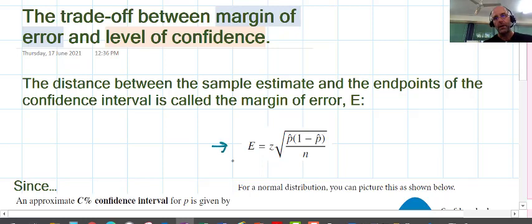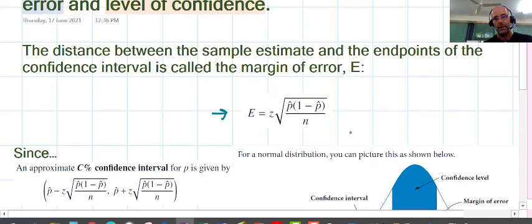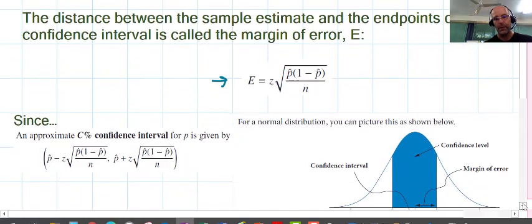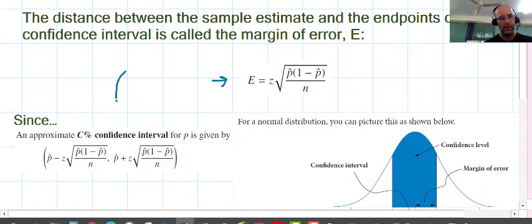But you know what? If you've been following my sequence of videos, you'll know that the margin of error formula is actually part of our confidence interval determination. Okay, you can see it there. So it's p hat take the margin of error and p hat plus the margin of error. Okay, so it's actually just incorporated into the confidence interval.